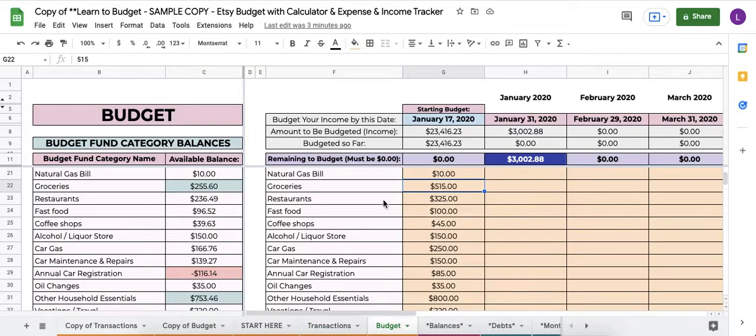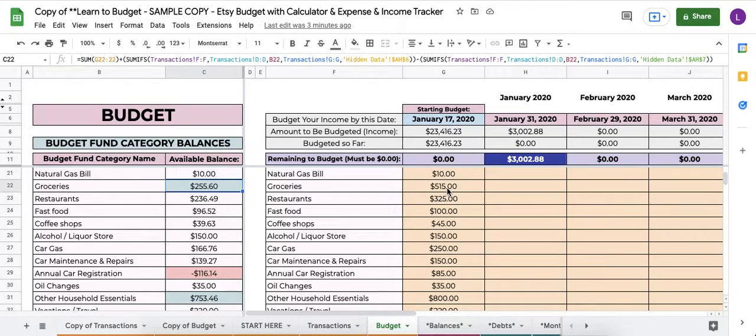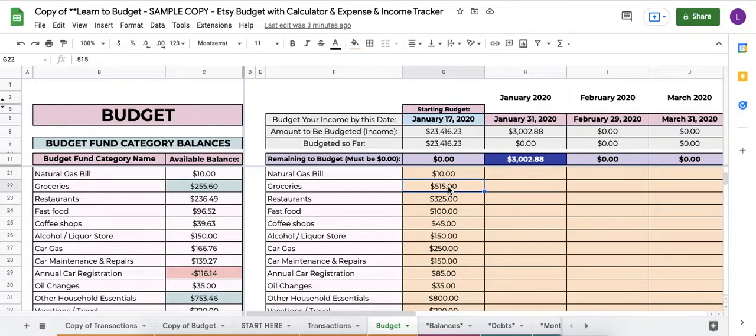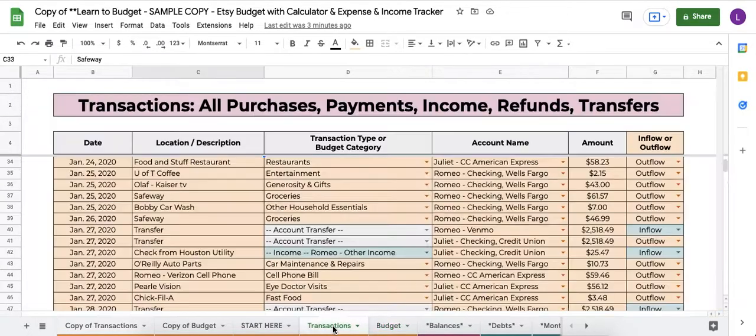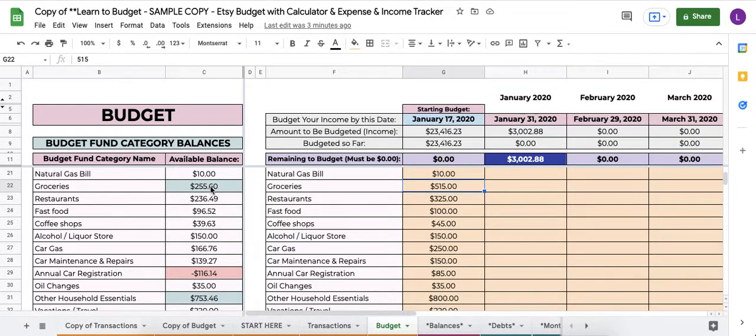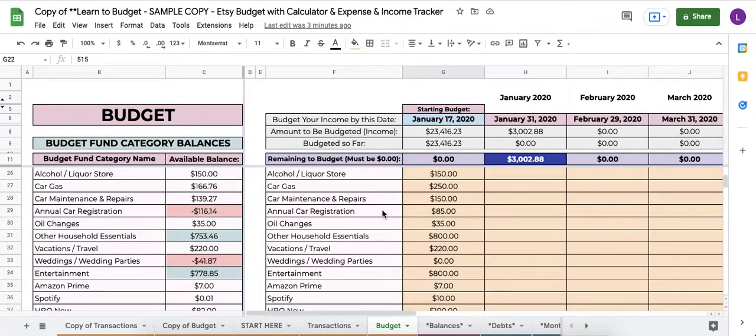So on this sheet, this number that appears next to groceries in the budget fund category balances, this number is $515, which is the total amount of money I've ever assigned, since I've only ever assigned money once, to groceries. So it's $515 minus all the money I've ever spent on groceries, because I put it here on the transaction sheet, equals the amount I have available left to spend on groceries, which in this case would be $255.60. Okay? And let's look at one more example.